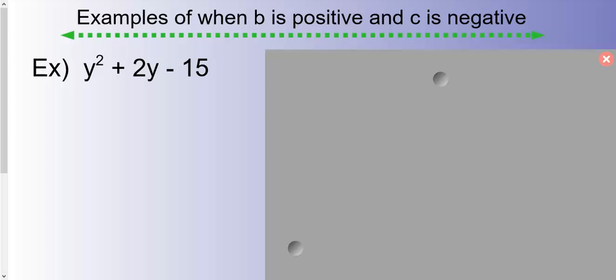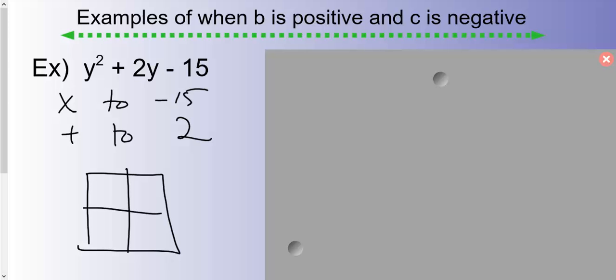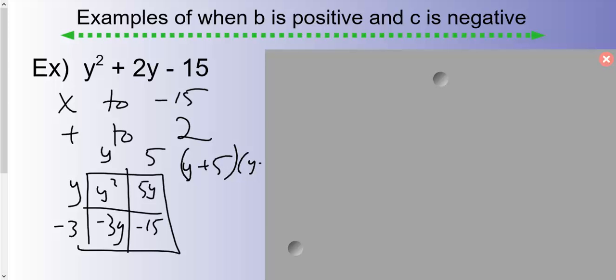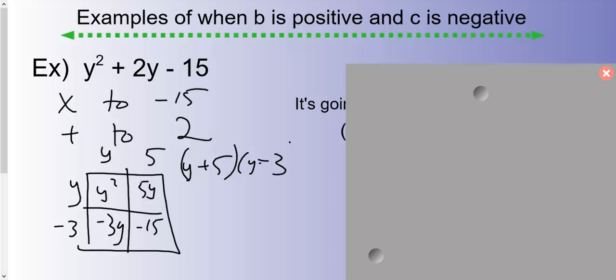Okay, here's one where we've got to multiply to negative 15, but add to 2. So one has to be positive and one has to be negative, because in order to multiply to a negative number, one number has to be positive. Now, since the 2 is positive, my larger number is going to be positive. So I'm thinking 5 and negative 3, because that will be 5y and negative 3y. Those add up to the 2, and 5 times negative 3 is negative 15. So my answer would be y plus 5, and y minus 3. And there you go.